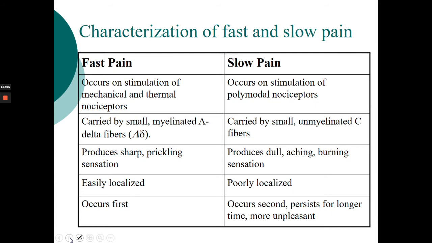Now, if you want to compare fast pain and slow pain, how can you compare them? Regarding the receptors, fast pain occurs due to stimulation of mechanical and thermal nociceptors. Slow pain occurs because of stimulation of polymodal receptors, which are sensitive to three kinds of sensations: mechanical, thermal, and chemical.